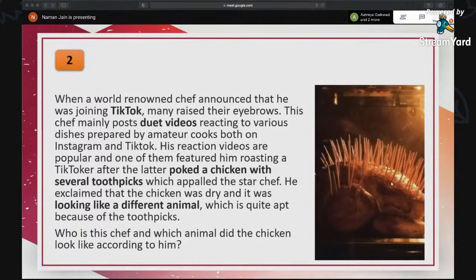Again, two parts, the name of the chef and the animal. Go for the obvious guess for the first part and the not so obvious guess for the second part.